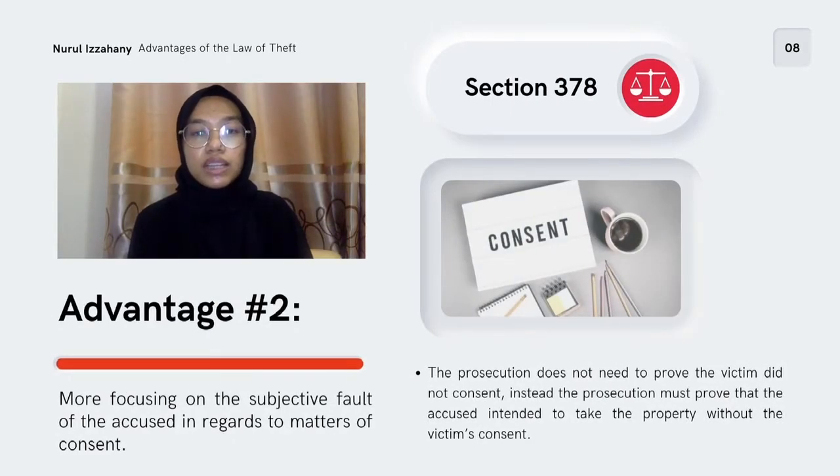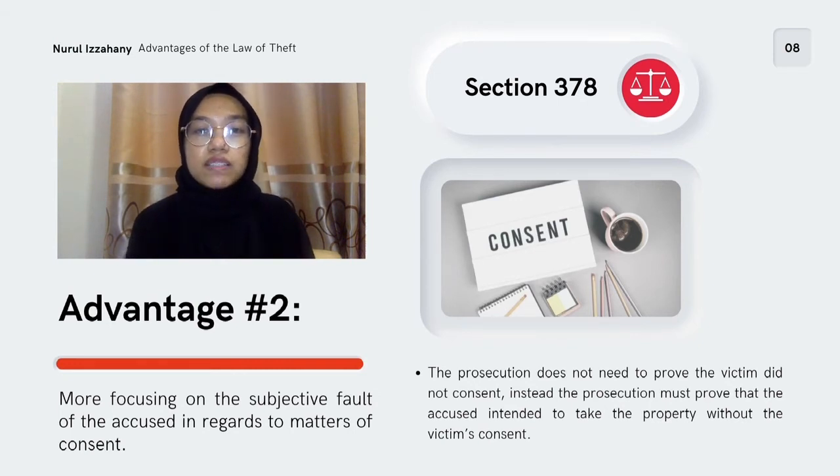Moving on to another advantage, the provision focuses more on the subjective fault of the accused in regard to consent. Here, the lack of consent is recognised as part of the fault element. The rationale is that the prosecution does not need to establish that the victim did not consent. Instead, the prosecution must prove that the accused meant to take the property without the victim's consent. Thus, rather than asking whether the victim consented to the taking, the relevant issue is whether the accused intended to take the property without the victim's consent.